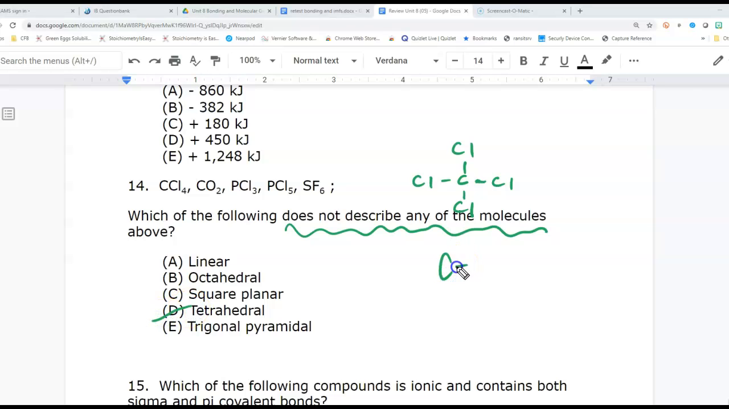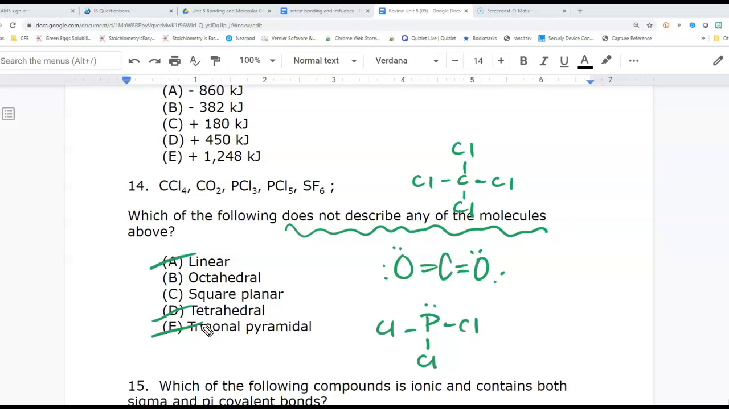Then I have CO2, and by this point in time, you ought to be going, okay, I know what CO2 is, there it is, and that's linear, so we get to cross off linear. And then I've got PCl3, and I have 3 Cl's, and I am going to end up with a lone pair here, so that's going to be trigonal pyramidal, and I get to cancel that one off.